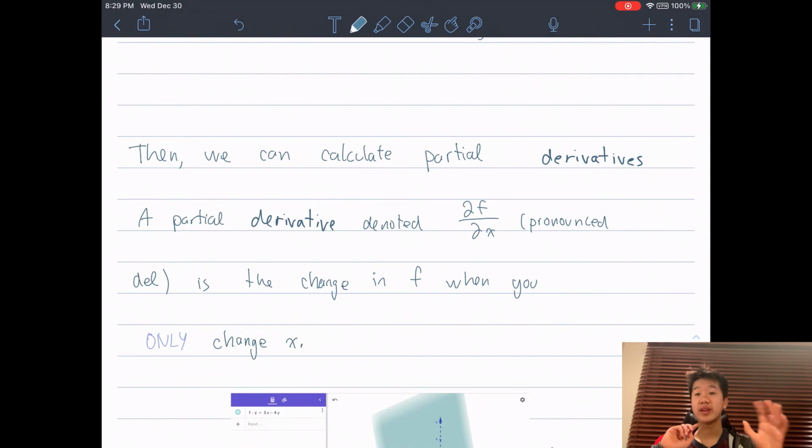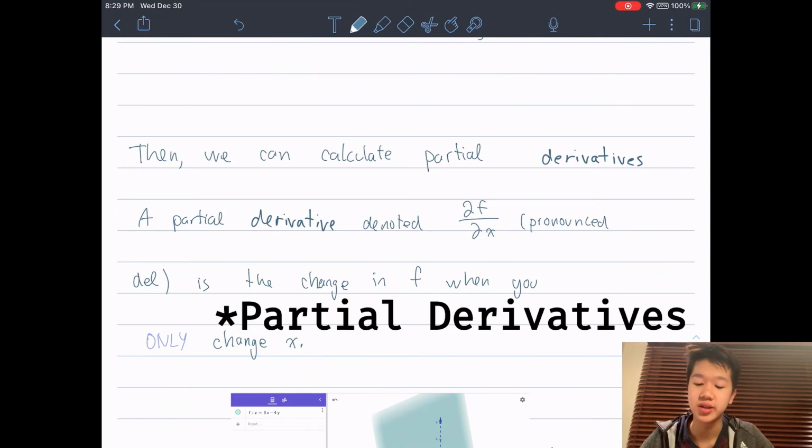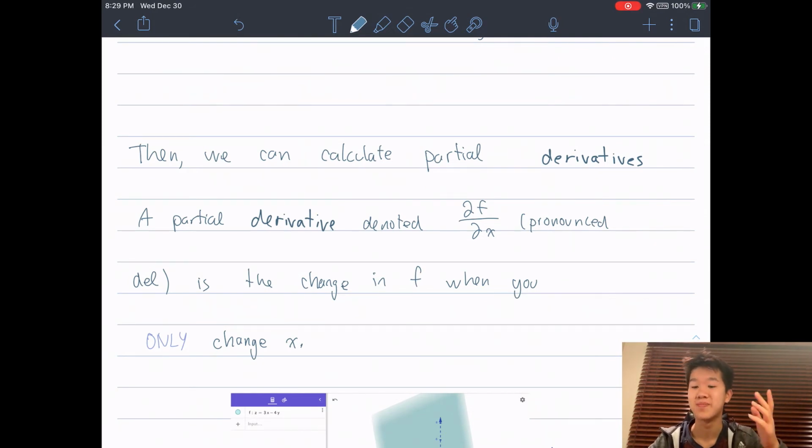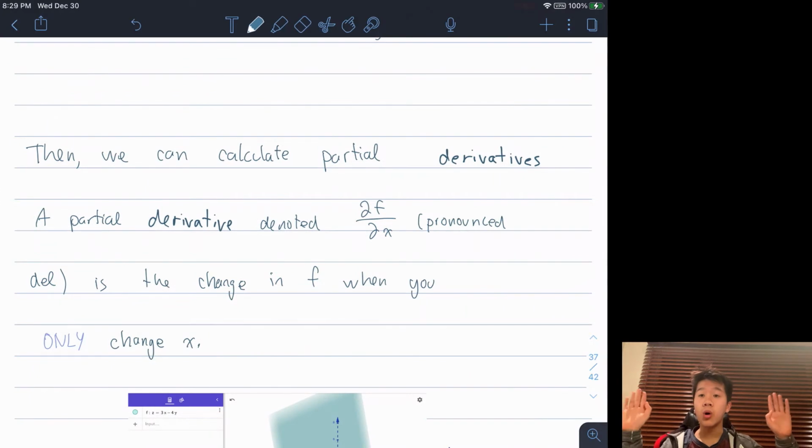then we can calculate partial differentials. A partial differential is denoted del f over dx, pronounced del like your computer, and it just means the change in f when you assume everything is constant and you only change x. So what this means is that this is what f looks like. So f of x, y is equal to 3x minus 4y, or similarly z is equal to 3x minus 4y.